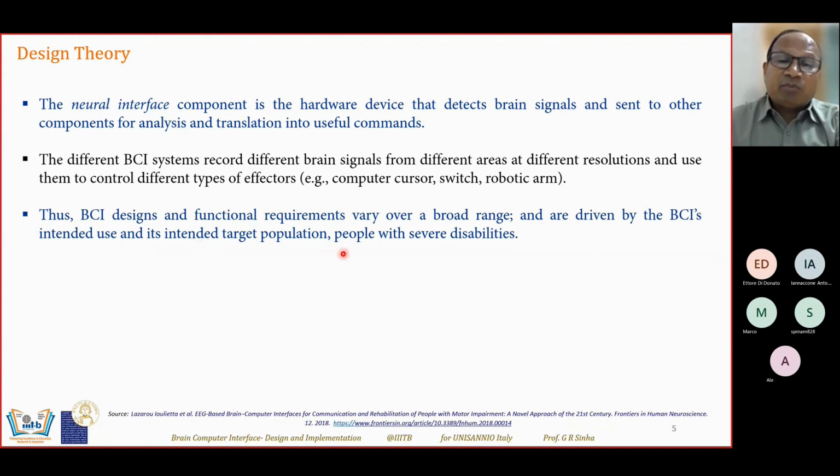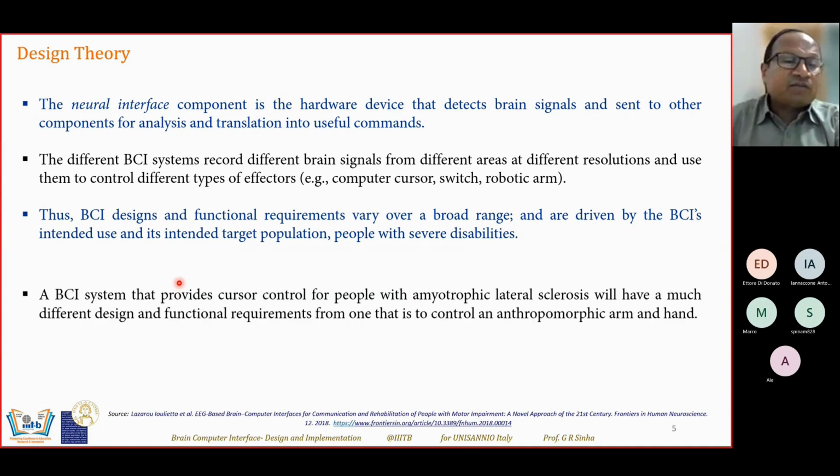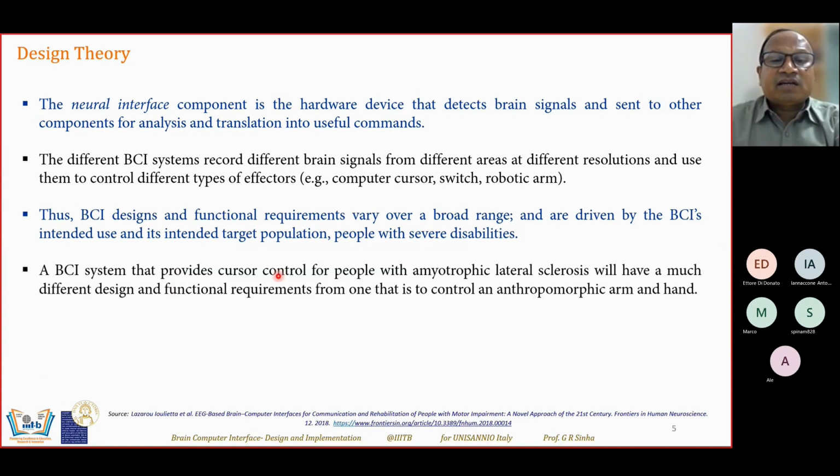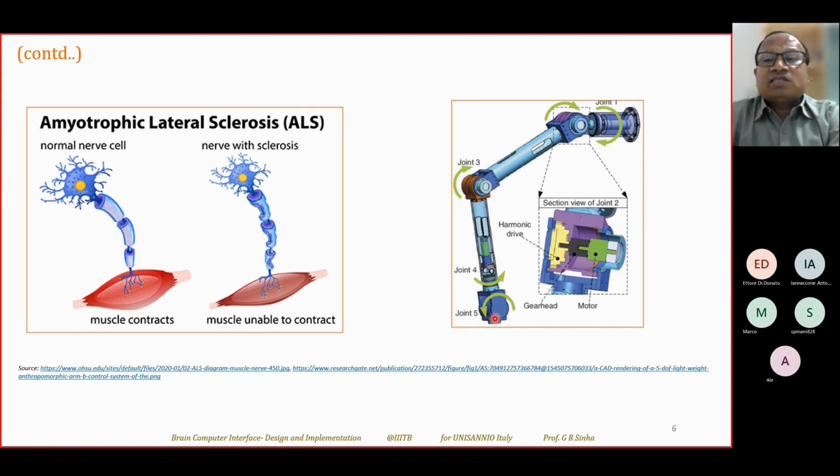And therefore the intended target population, people with severe disabilities, what the applications are, and accordingly the design also varies. So a BCI system that provides cursor control, for example, for people who have amyotrophic lateral sclerosis, will have a much different design. Say the person has some problem in the movement of the arm. The design will be very different from the functional requirements of a person who has difficulty controlling the arm and hand. So I think you can understand this very well.